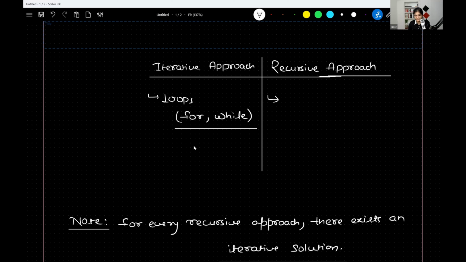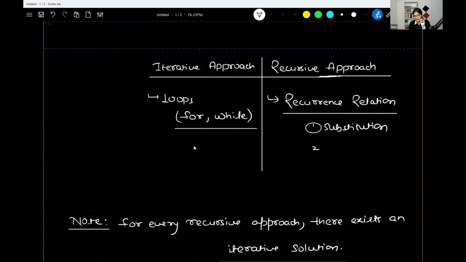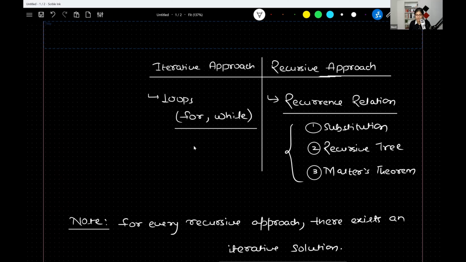But now we are moving ahead with the recursive approach. There, first of all, we need to create a recurrence relation. Once you create a recurrence relation, you need to find the time complexity with the help of either the substitution method, the recursive tree method, or Master's theorem. It's very easy to find in the iterative approach, but here we require some extra effort to compute the final time complexity.